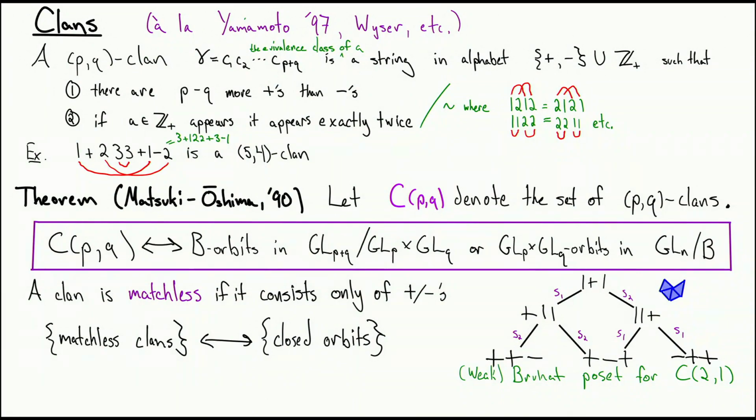I'll just note that a clan is matchless if it consists only of pluses and minuses. And so this is the first Bruhat poset of a symmetric space where we have a bunch of closed orbits, rather than just a single one. So it's not a bounded poset, and this throws a wrinkle into how you might go about proving shellability. But it's pretty clearly a shellable space. If you take all the chains, you get these 4 triangles. They glue together and look like a ball. So this thing morally should be shellable.